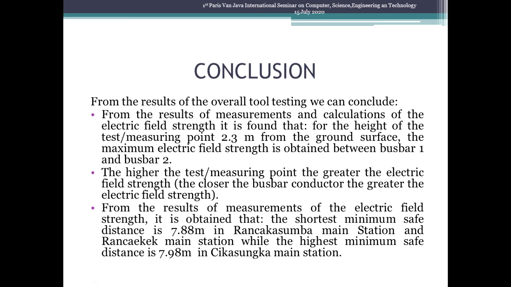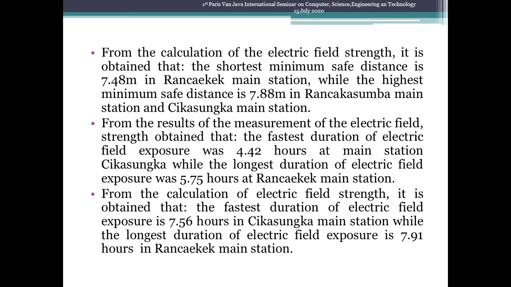From the measurement of the electric field strength, the shortest minimum safe distance is 7.88 meter in Ranca Kusumba main substation and Ranca Ekek main substation, while the highest minimum safe distance is 7.98 meter in Cikasungka main substation. From the calculation, the shortest minimum safe distance is 7.489 in Ranca Ekek main substation, while the highest minimum safe distance is 7.88 meter in Ranca Kusumba main substation and Cikasungka main substation.